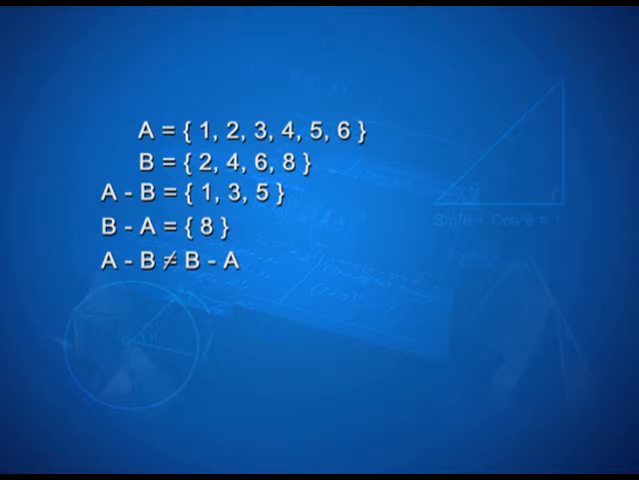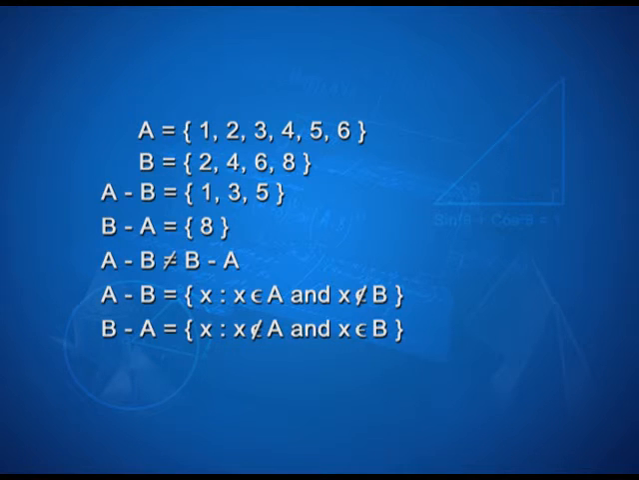Mathematically, we write A minus B as the set of elements x such that x belongs to A and x does not belong to B. Similarly, B minus A will be the set of elements x such that x does not belong to A and x belongs to B. Let us now conclude this session by recapitulating the important points that we had discussed.